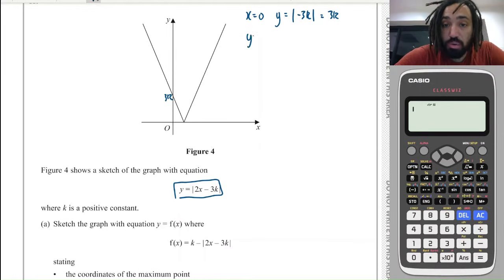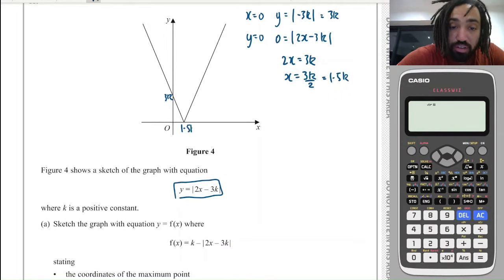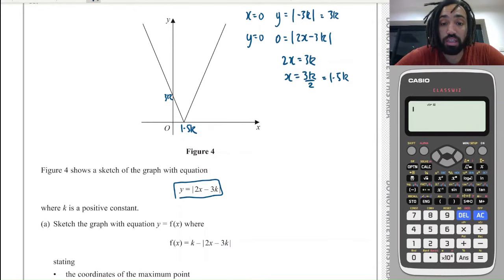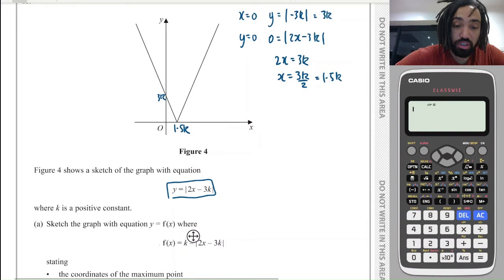And then I'm going to set y equal to 0, and that tells me that 0 is equal to the modulus of 2x minus 3k. In order to solve that equation, I'm going to need 2x to equal 3k, so therefore x is equal to 3k over 2, or 1.5k might be easier. So that's 1.5k, that goes in there. That's the x coordinate where it hits the x-axis. So that's going to be helpful when I start sketching my graph of this function.